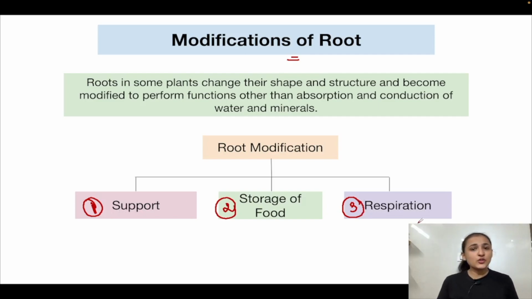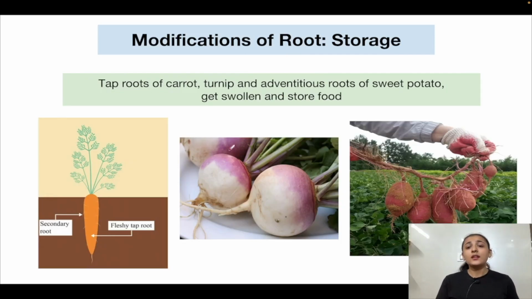Let us look at each of these one by one. So modifications of root for the storage of food. Let's look at this first. So tap roots of carrot, turnip here in this second image, carrot in this first image, and the adventitious roots of sweet potato get swollen and store food.